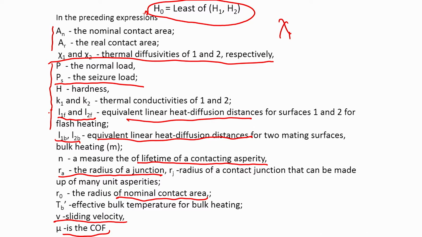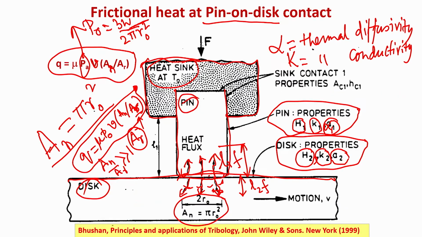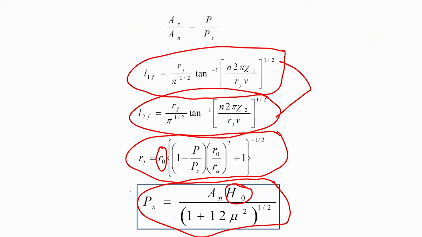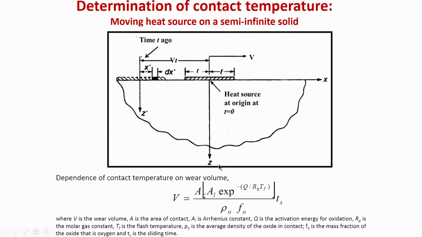So, essentially if you go back to this particular slide, suppose this is H1 and this is H2, you have to take the lower hardness in calculating the shear load, and An is your nominal contact area, mu is your contact coefficient of friction, okay.